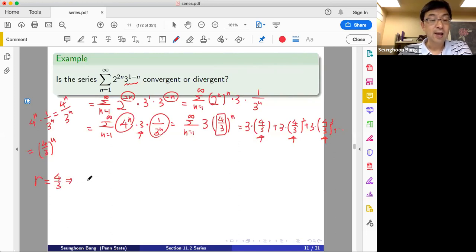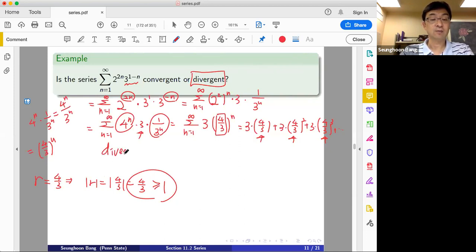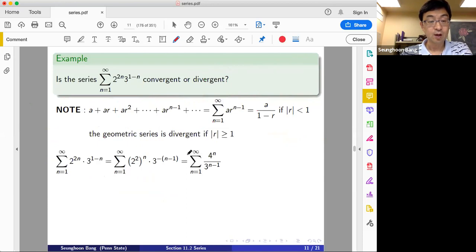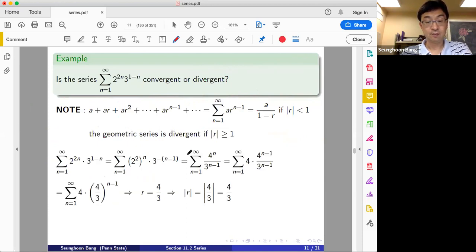Next, take the absolute value. The absolute value of R is the absolute value of 4 over 3, which is 4 over 3. Is 4 over 3 greater than or equal to 1? Yes. What is the answer? The series is divergent. So that's it. This is the whole idea for solving this problem.